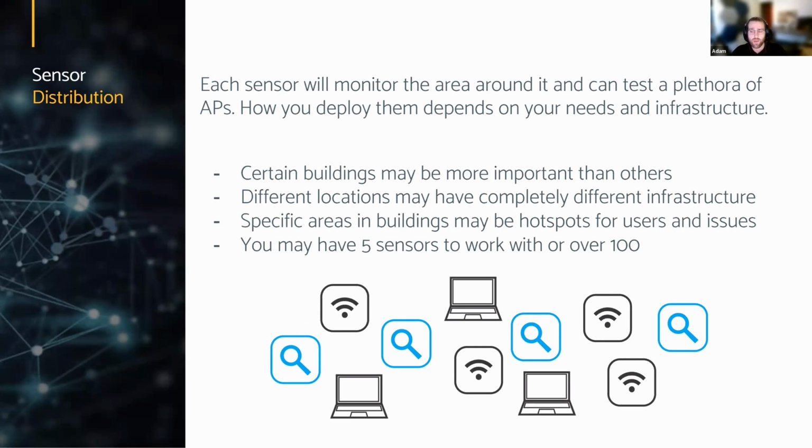Specific areas in the building may be hotspots for users and issues. And you may have 5 sensors. You may have 100 sensors. It depends on your actual deployment. And your placement of the sensors is going to be different depending on how many you really have to cover your system. Now, how do I actually like to think about this?